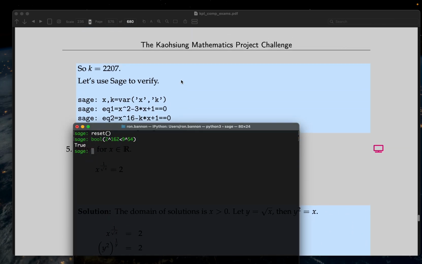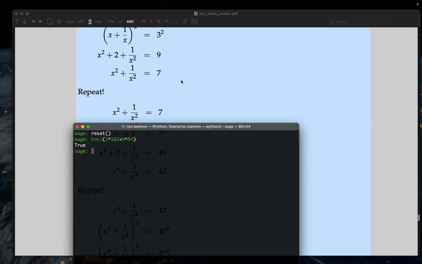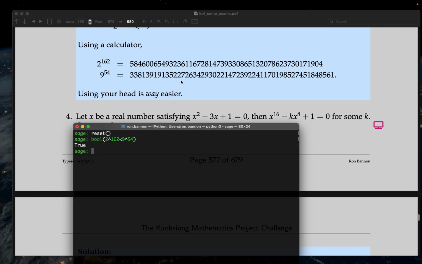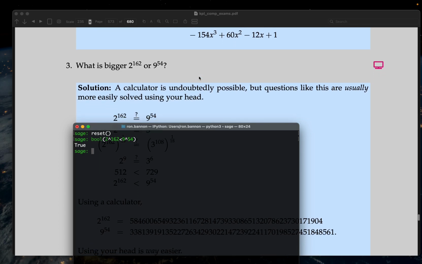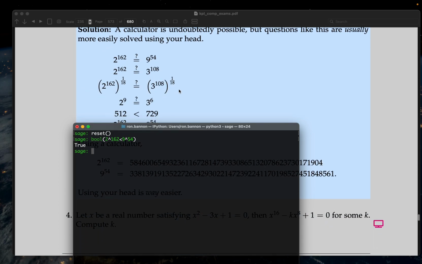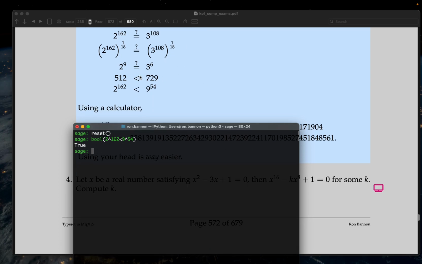This was probably the easiest one to code. Let's go back over here. It's this one over here. So 2 to the 162, 9 to the 54, and my claim is 2 to the 162 is smaller than 9 to the 54. I won't do that work by paper and pencil. You may look at that and say it's very confusing. You want to try to make sense out of things, but I really can't make sense out of this, because I don't know what Sage did.